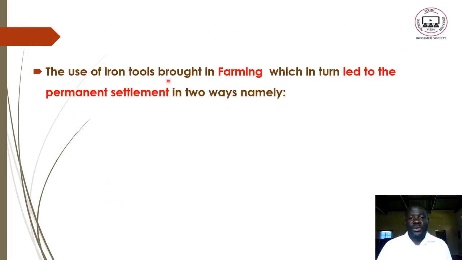So the use of iron tools, which brought in farming, which in turn led to permanent settlement in two ways. So we are basically saying that the use of tools introduced farming, and that farming led to the permanent settlement. There are two ways in which we are going to justify this.